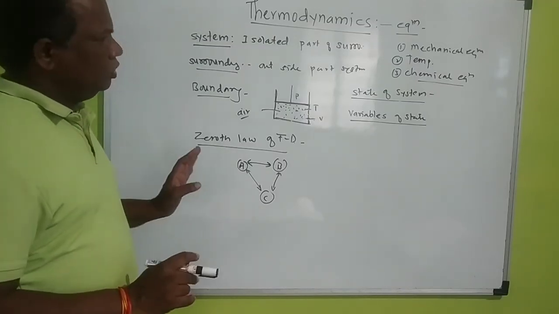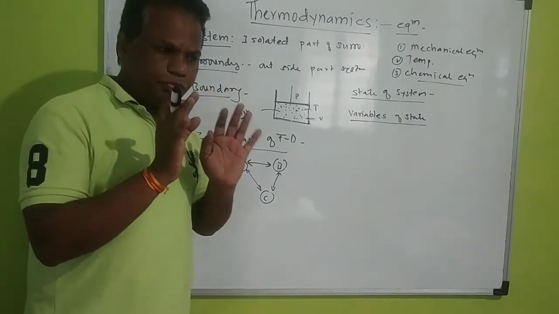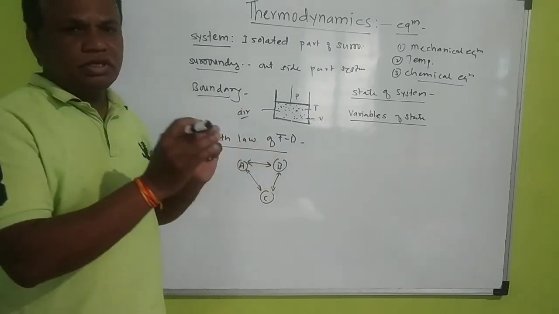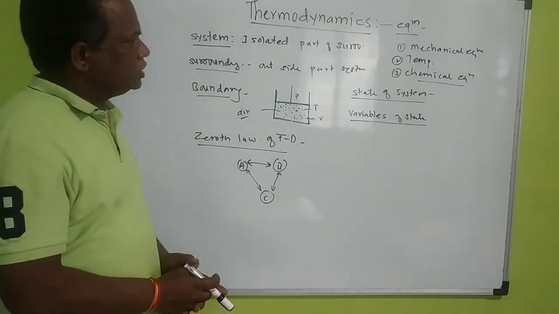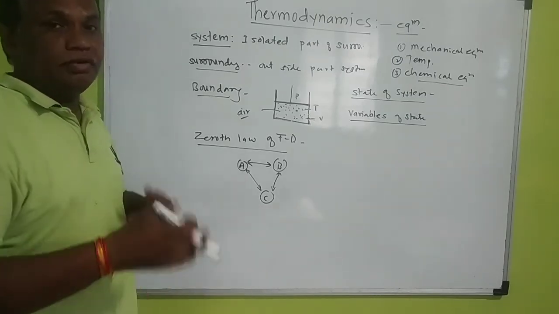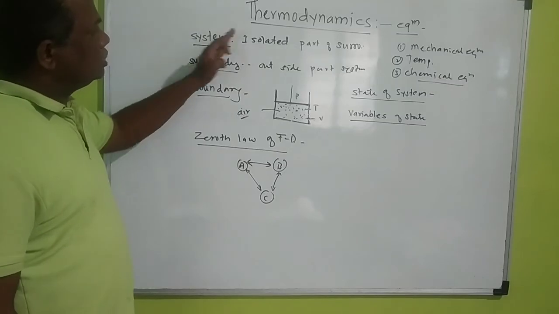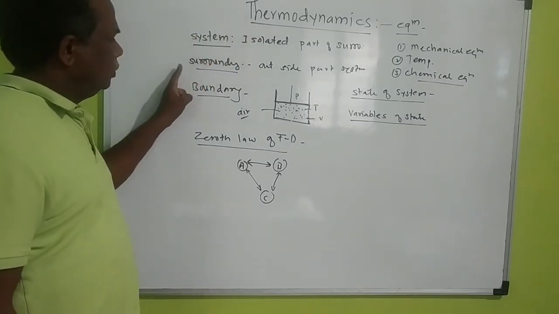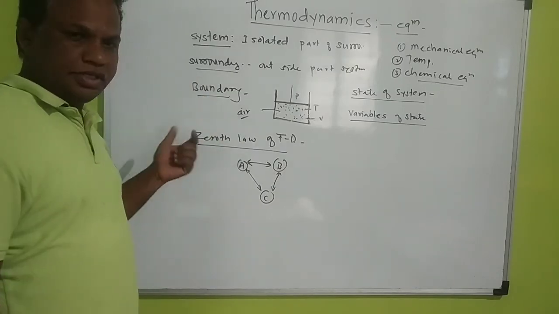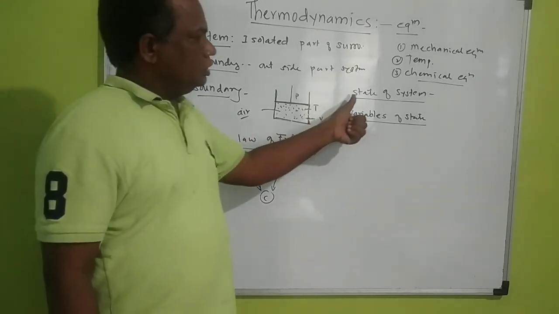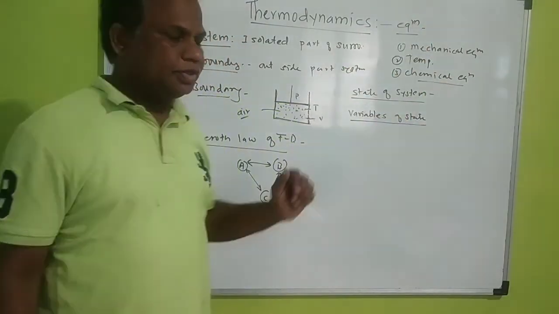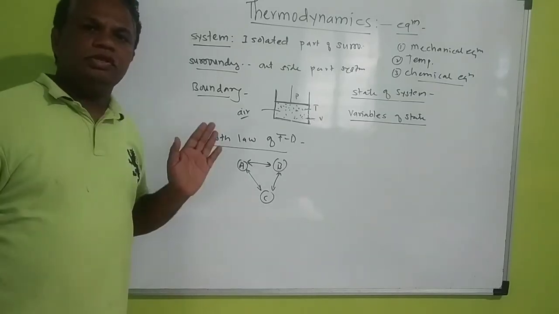Okay, this video is only a part of revision where you can conclude the different points of thermodynamics, and better understand once again what is thermodynamics, what is system, what is surrounding, what are the types of boundaries, how the boundary exchanges heat energy, then state of the system, variables of the system, different equilibriums of the system, and the zeroth law of thermodynamics.